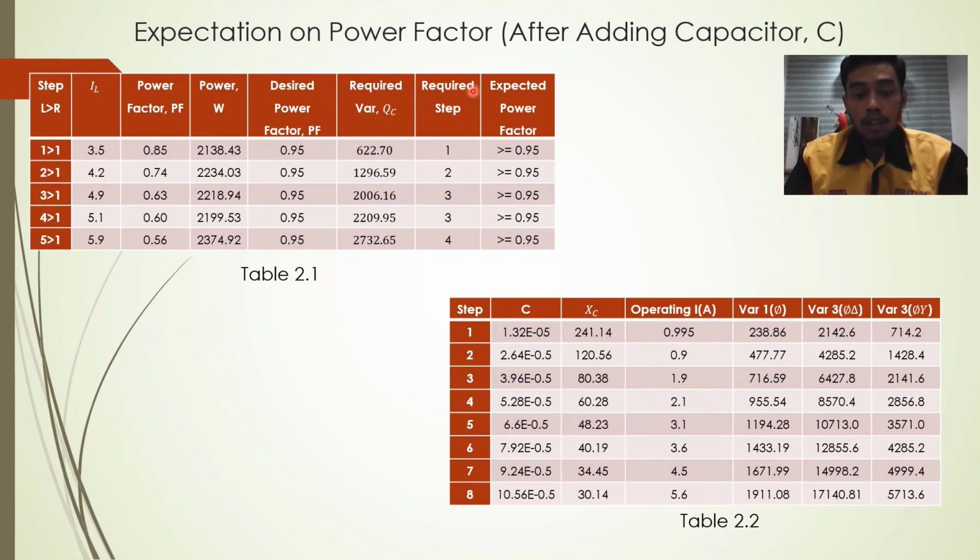So the step is 1, and the expected power factor should be greater than or equal to 0.5, because the previous power factor of our system is 0.5. We need to improve it to 0.95. So after we finish the steps, we expect the power factor should be greater than or equal to 0.5.